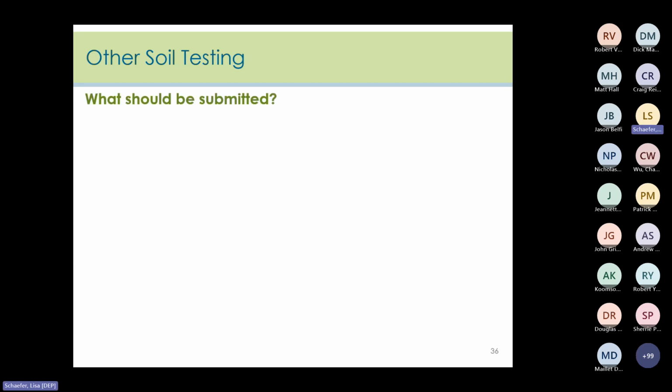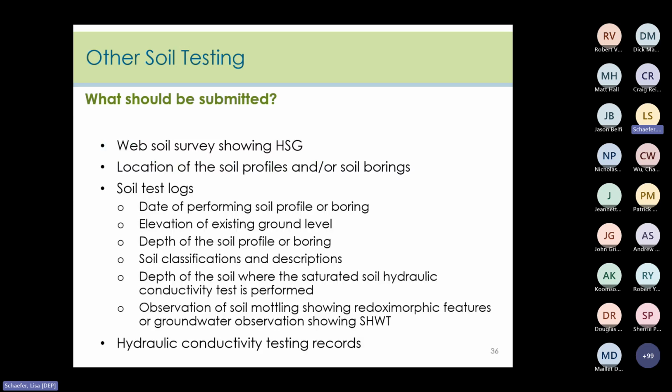So let's address what's required for submittal with the stormwater management report. The reviewer should check that the following is included: the Web Soil Survey showing the HSG, the location of the soil profiles and/or the soil borings, the soil test logs, including all of this information, and lastly, the hydraulic conductivity testing records.